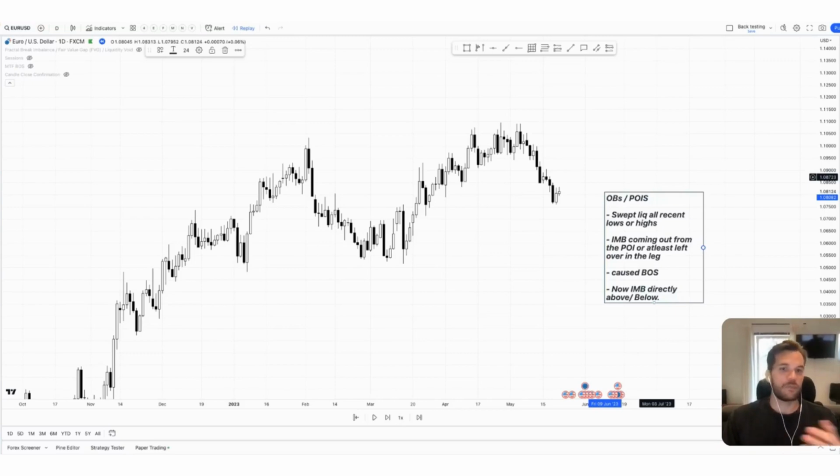But as we know, patterns repeat themselves. Things have a fractal nature in the markets, and we tend to see some things play out a lot more often than others. And that's what I'm trying to do with the order block strategy: identify what makes a high probability order block versus a lower probability order block, get some data on that, and see how it really performs.